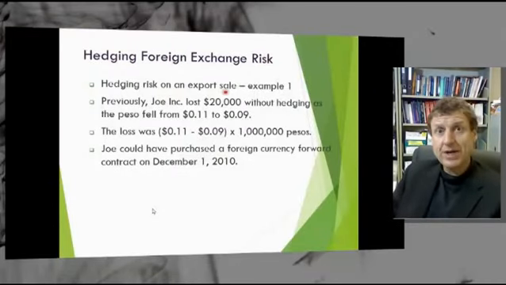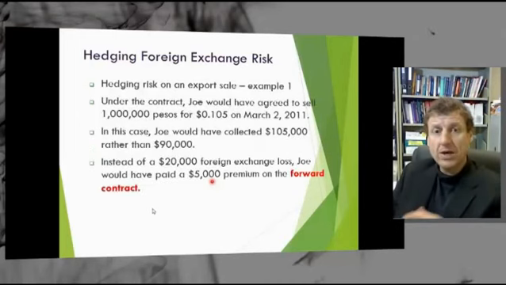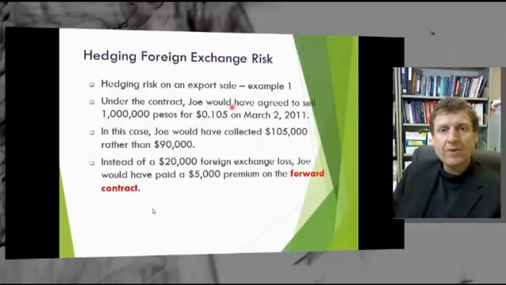We need to hedge a risk on an export sale. Example number 1. Previously, Joe lost how much? $20,000 without hedging as the peso fell from 11 cents down to 9 cents. The loss was the difference of that 2 US cents per dollar, 0.02 US dollars, 2 cents, times 1 million pesos. Joe could have purchased a foreign currency forward contract on December the 1st. So what were the forward contracts on offer? Joe could have agreed to sell the pesos for 10.5 cents on March 2nd, 2011.